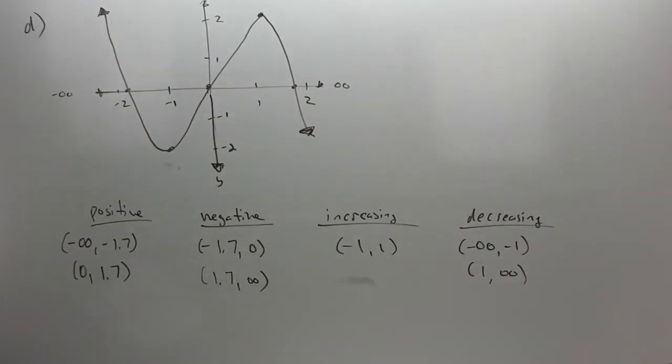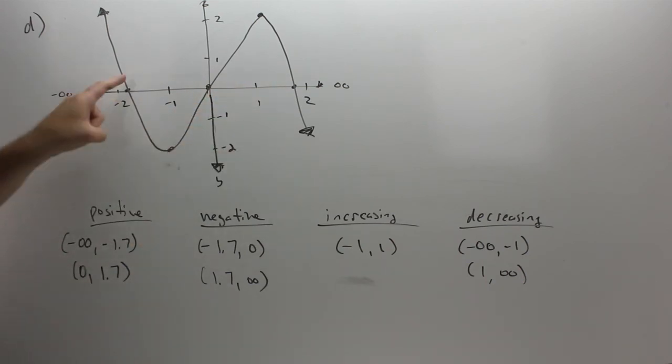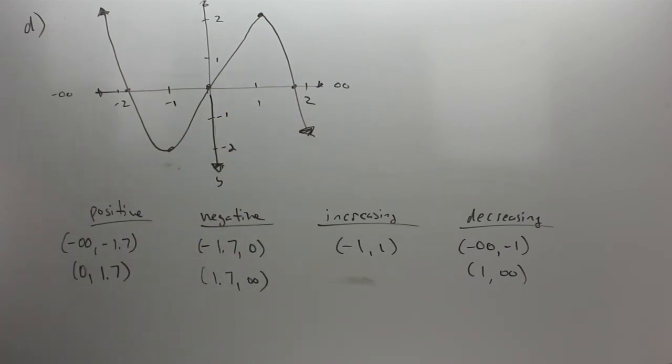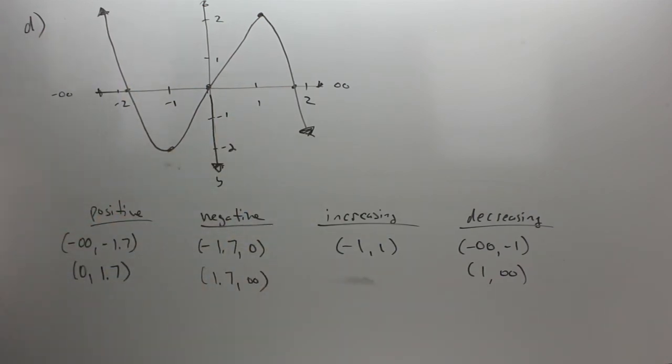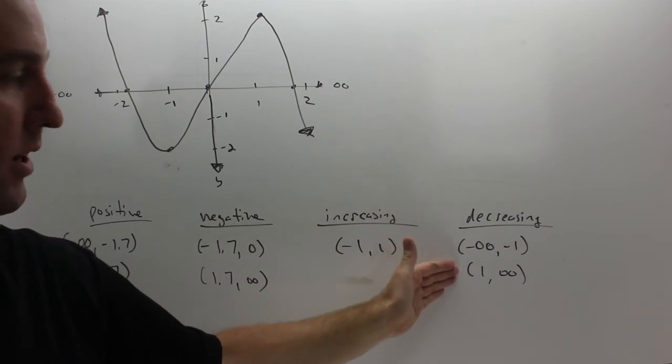So again, as we move rightwards along x, what is the function doing? It's above the x-axis, so it's positive from negative infinity to -1.7, and then again from 0 to 1.7. It's below the x-axis from -1.7 to 0, and then from 1.7 to infinity. It's increasing, so as we move rightwards, when's it going up? It's only going up from -1 to 1. The rest of the time it's going down as we move rightwards, right? Part of the reason it looks confusing is because it's going up on that side. But it's as we move rightwards, not as we move leftwards. So as we move rightwards from -infinity to -1, it's actually going down. As we move rightwards from 1 to infinity, it's going down. So infinity to -1 and 1 to infinity.